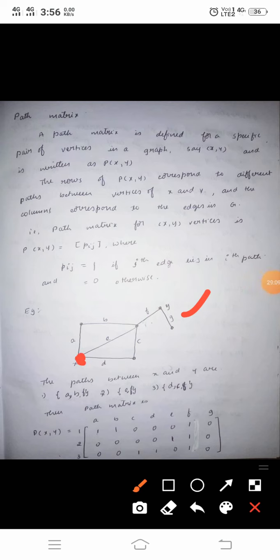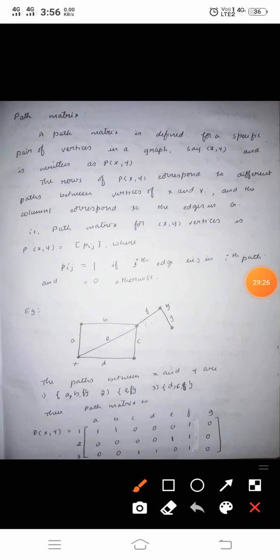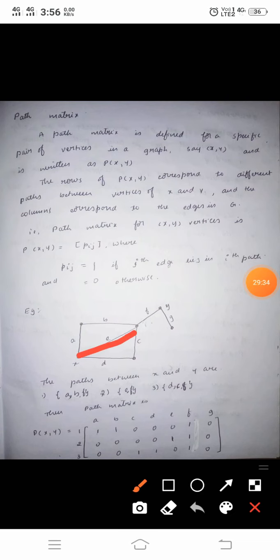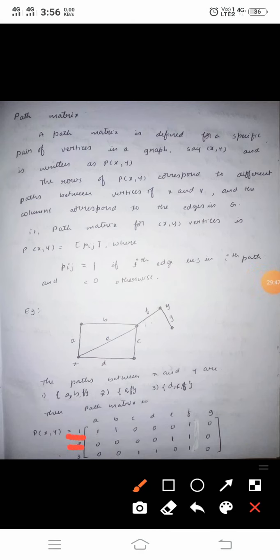This is a graph from here to here. We have to write a path matrix for x, y. How many paths are there from x to y? One path, two paths, three, right? We have three paths. So in the rows we have first path, second path, third path.